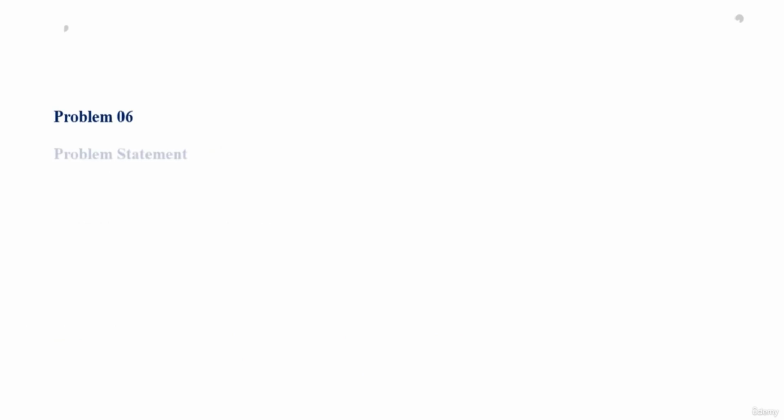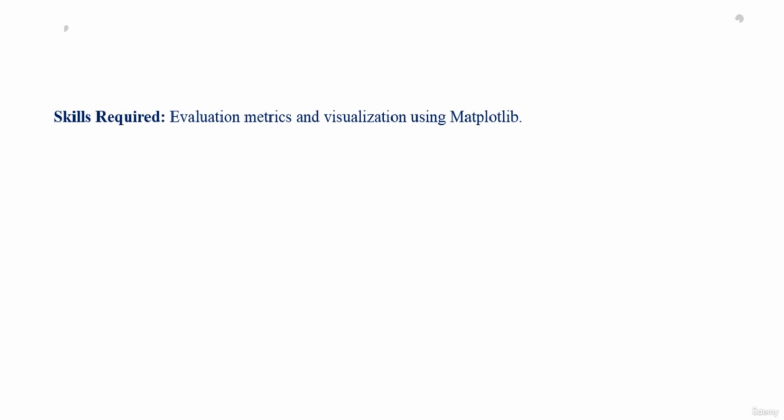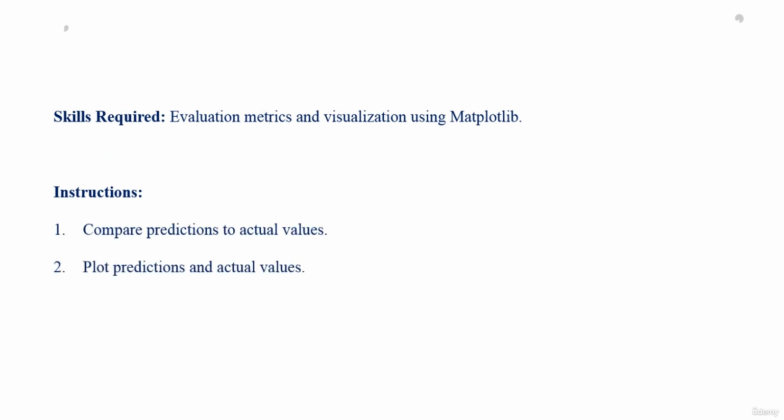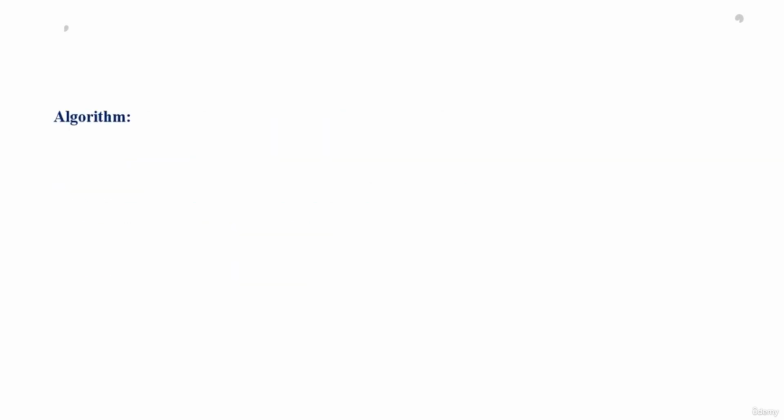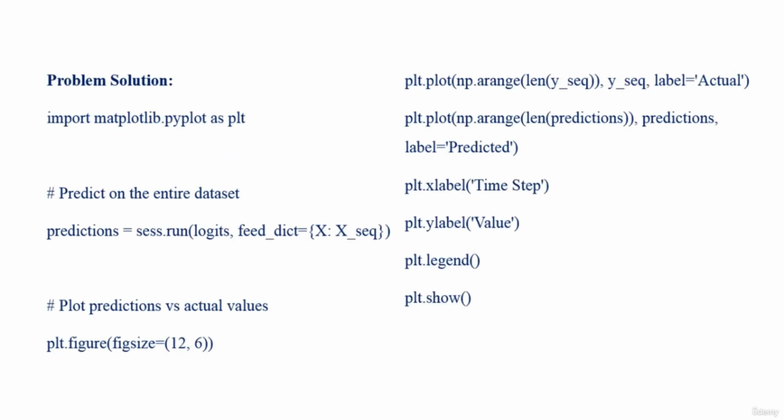Problem 06. Problem statement: evaluate and visualize the predictions made by the RNN model. Skills required: evaluation metrics and visualization using Matplotlib. Instructions: compare predictions to actual values. Plot predictions and actual values. Algorithm: compute evaluation metrics, for example mean squared error. Plot the actual versus predicted values. How the code is working: the code plots actual versus predicted values to visualize the performance of the RNN. This helps in evaluating how well the model is capturing the patterns in the sequential data.